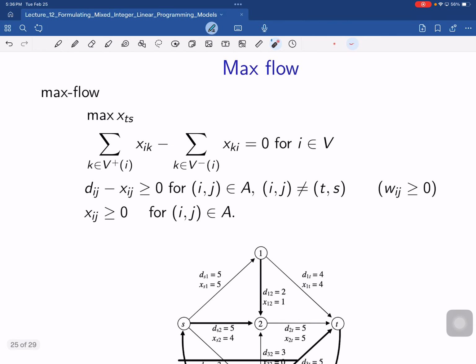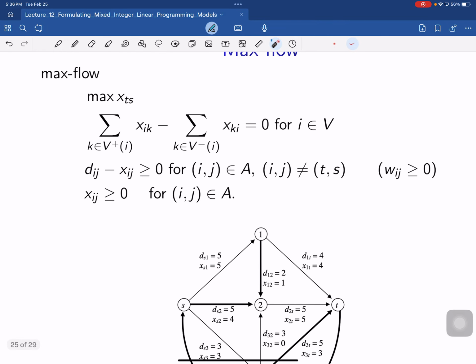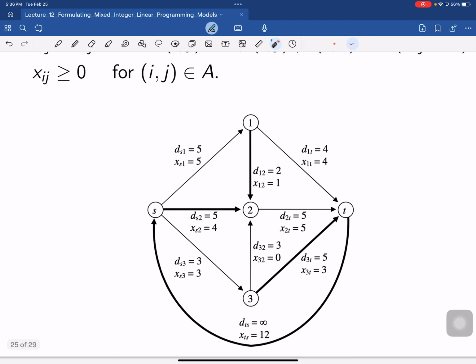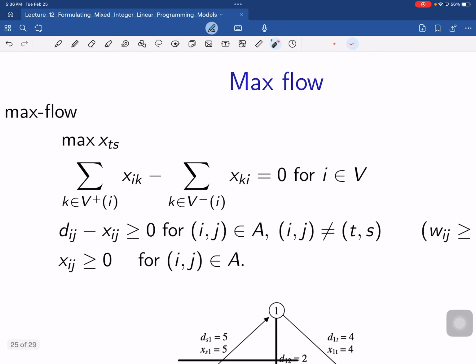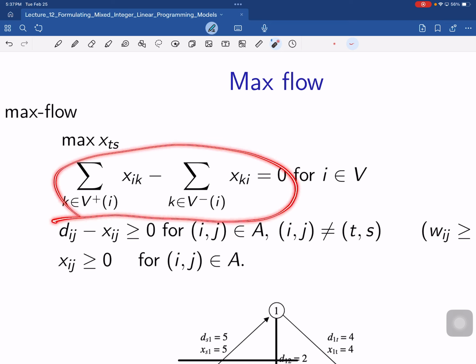Okay, so now how to formulate this problem? You can think about the max flow problem as maximizing the flows T sends back to S, because all the flows sent out by S are received by T. So you are maximizing X_TS. Now for all the nodes, because we add this back edge, all the nodes must be balanced, right? So what a node receives must equal what a node sends out. So this is like a mass balance equation.